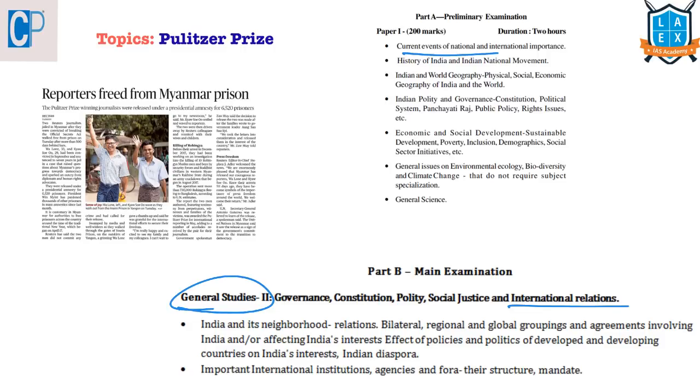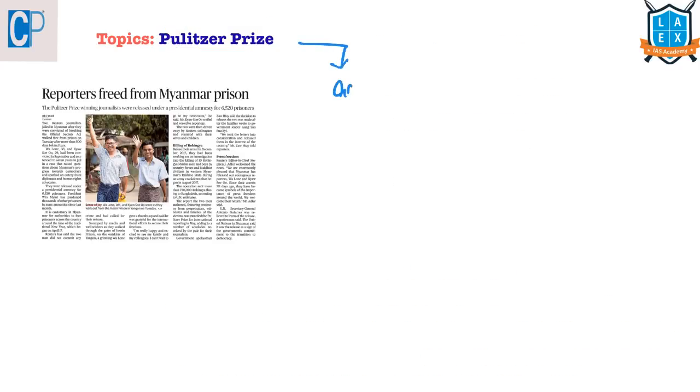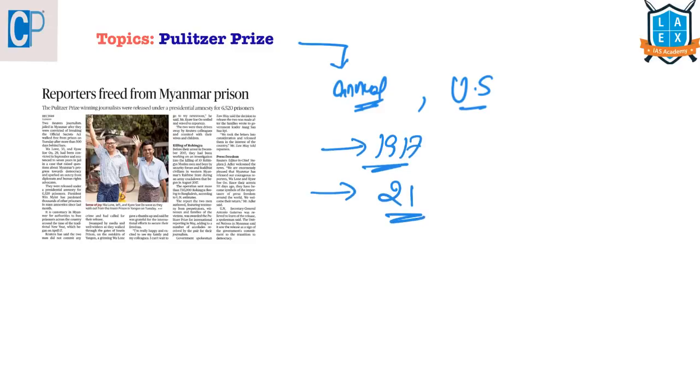In this article, what is important for us is the Pulitzer Prize. Both these journalists were awarded the Pulitzer Prize, and now let us see what this Pulitzer Prize is. The Pulitzer Prize is an annual award for achievements in newspaper, magazine, online journalism, literature and musical composition in the United States of America. It was established in 1917 in the will of the Hungarian-born American newspaper publisher Joseph Pulitzer, and these prizes are awarded every year in 21 categories, and the winner in the category known as the Public Service category of journalism will be awarded a gold medal.